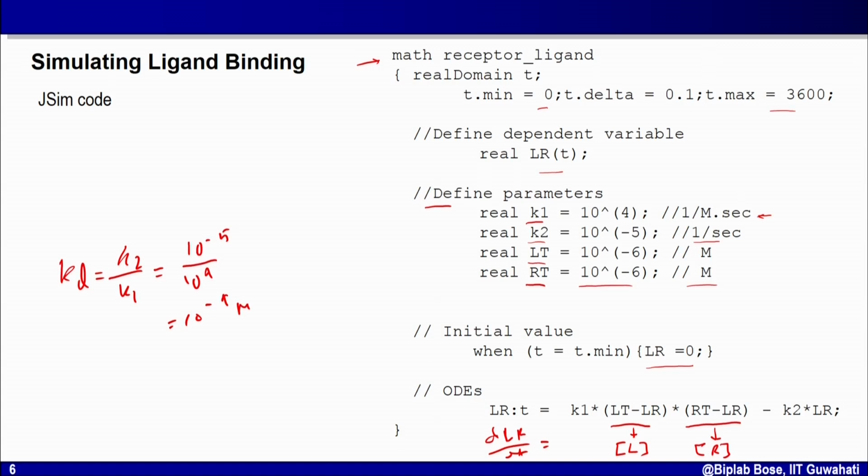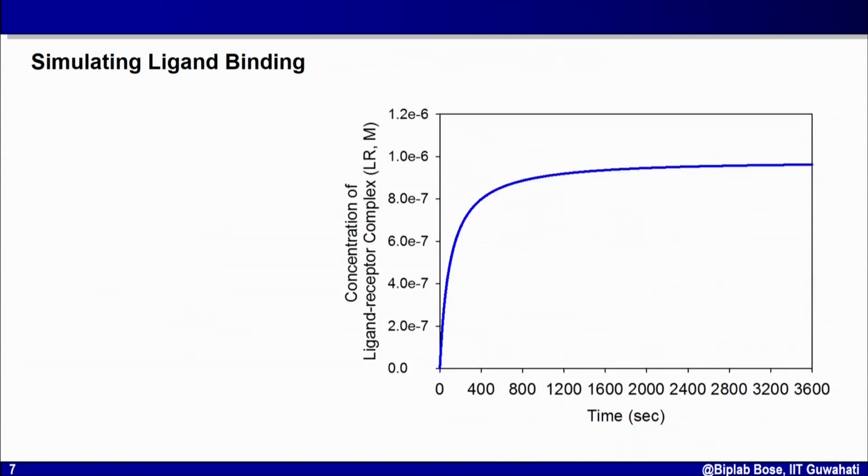So I will advise you to write down this code in JSim and simulate it. I have already simulated it and you can see the result here. So here what I have plotted, time, I have written in second scale, and obviously on the vertical axis you have the concentration of LR, the complex, in molar unit.